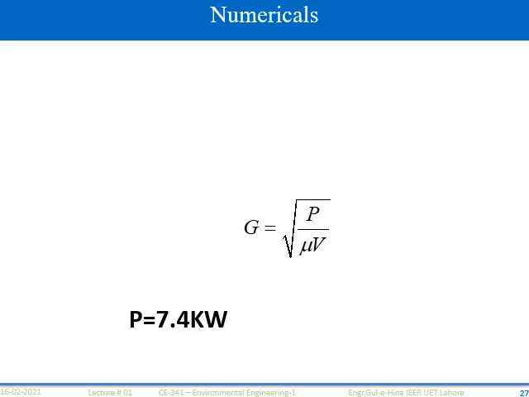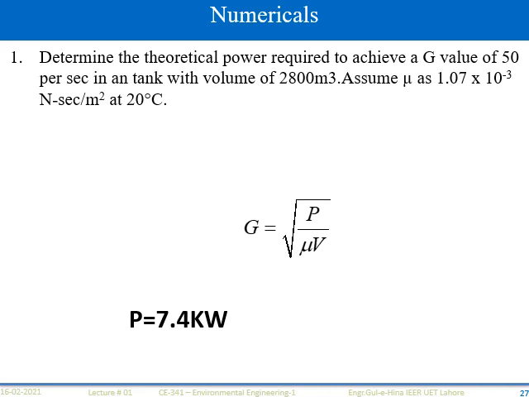So now we will perform some numericals in which we will design the flocculator in coagulation and also calculate the chemical dosage used for the coagulation process. The first numerical is to determine the theoretical power required to achieve a G value of 50 per second in a tank with a volume of 2800 meter cube. Assume mu as 1.07 raised to power minus 3 Newton second per meter square at 20 degrees Celsius.